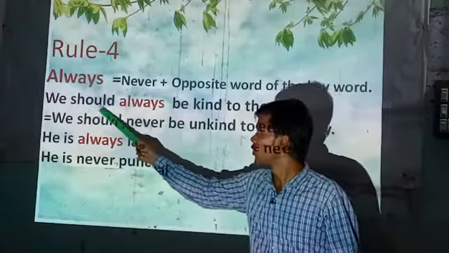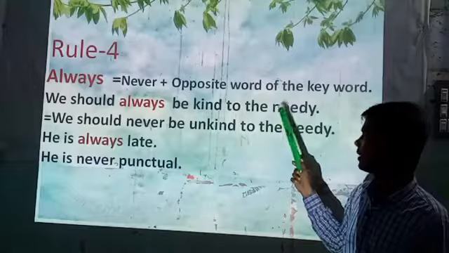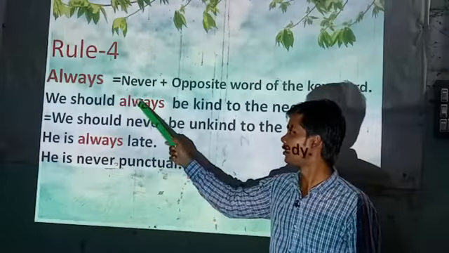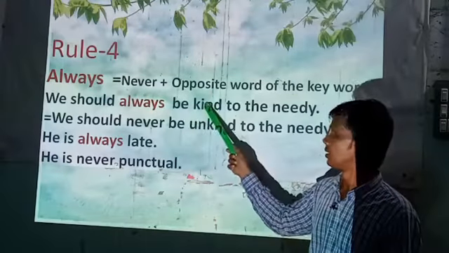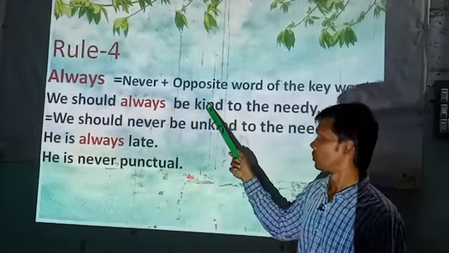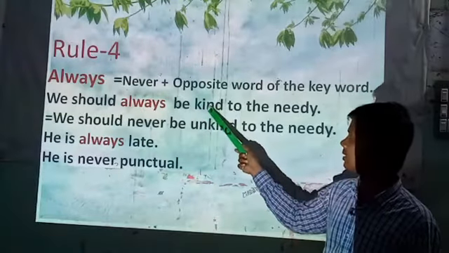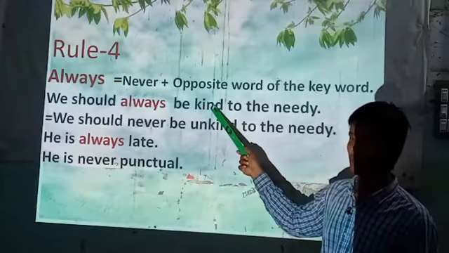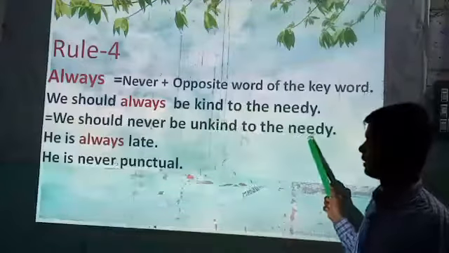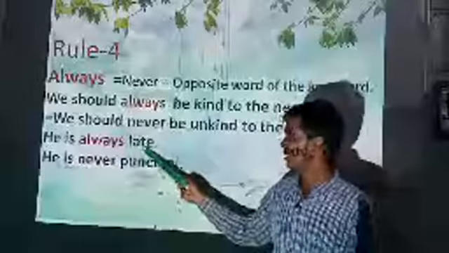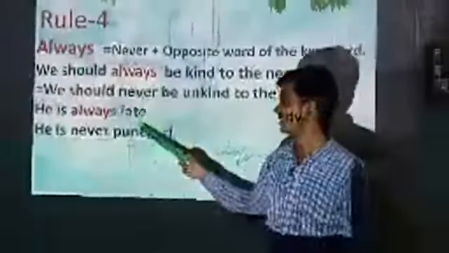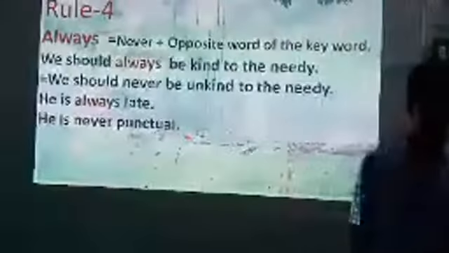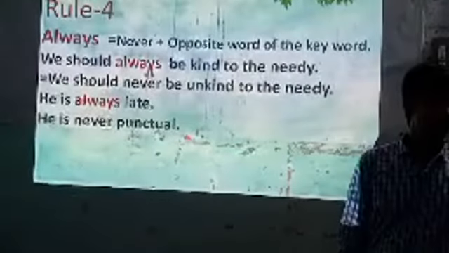For example, we should always be kind to the needy. We should never. In place of always, you must write never, be, and the opposite word of the keyword kind, which is unkind: We should never be unkind to the needy. He is always late. He is never, in place of always, never. The opposite word of late is punctual. So in this way, you will have to transform the affirmative sentence into negative. Look at this again.